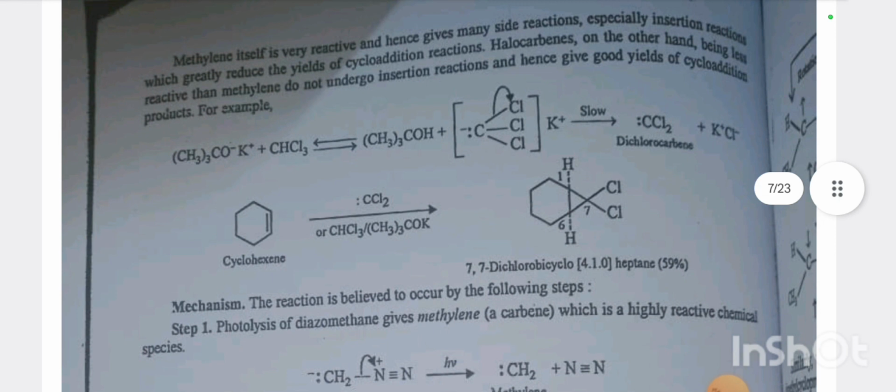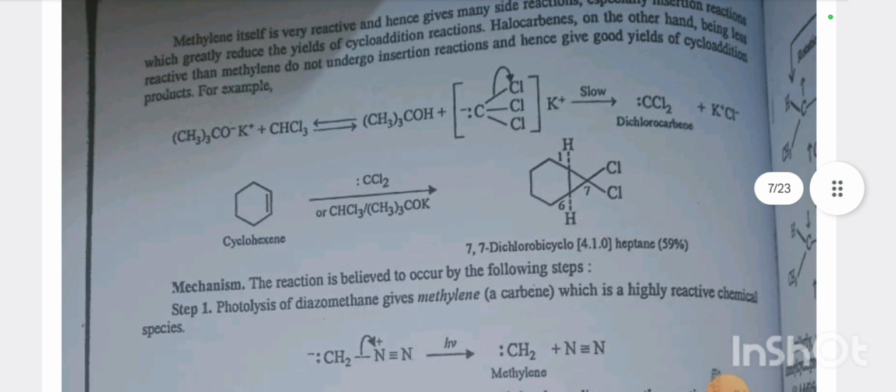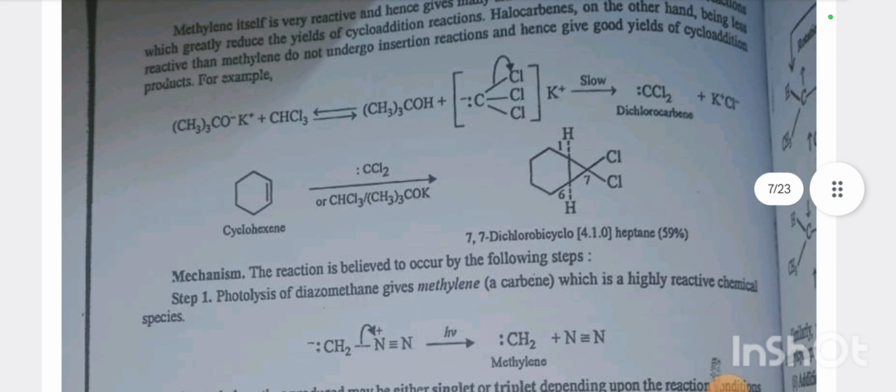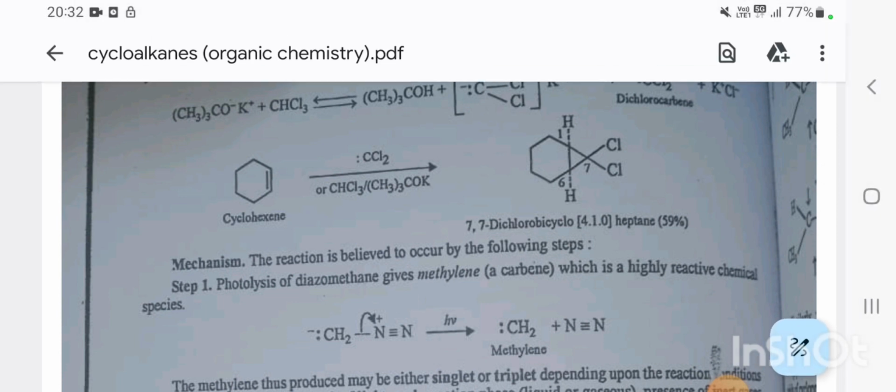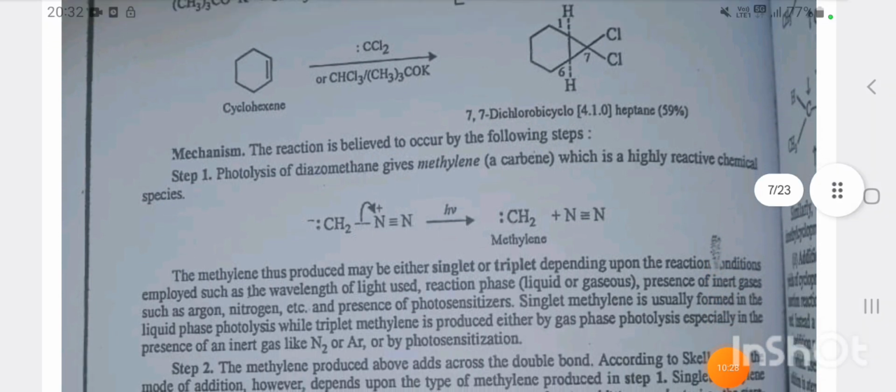Methylene itself is very reactive and hence it gives many side reactions, especially insertion reactions, which greatly reduce the yields of cycloaddition reactions. Halocarbenes, on the other hand, being less reactive than methylene, do not undergo insertion reactions and hence give good yields of cycloaddition products. For example, cyclohexene gives 7,7-dichlorobicycloheptane, 59%.